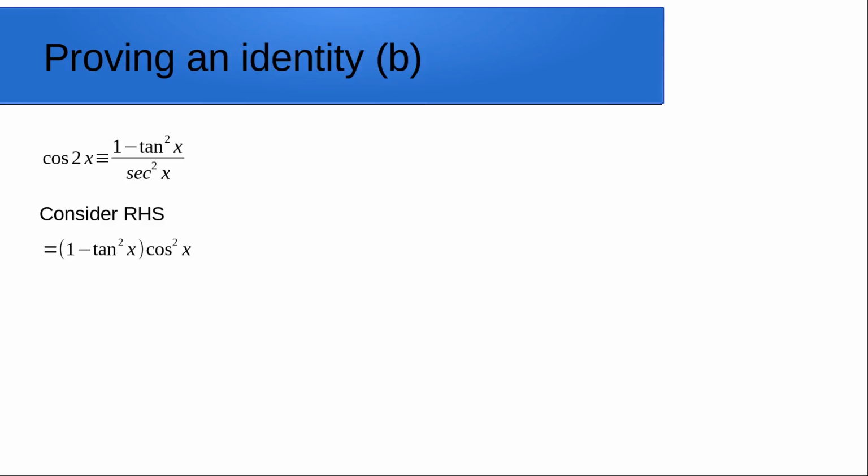Now we know that tan squared is the same as sine squared over cos squared, so that's going to give us 1 times cos squared is cos squared, and tan squared times cos squared is sine squared. And if we look in our formula books, we can see that cos squared minus sine squared equals cos 2x, so there we've proved it again.